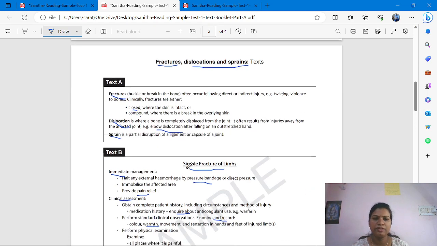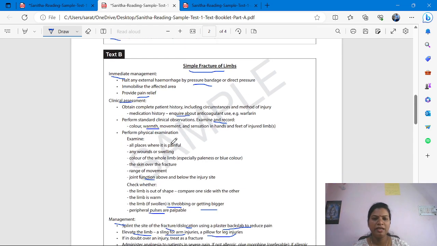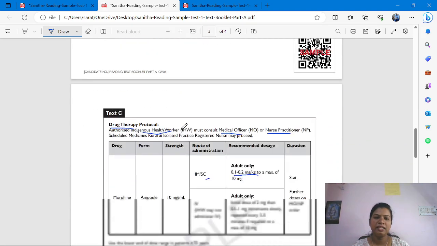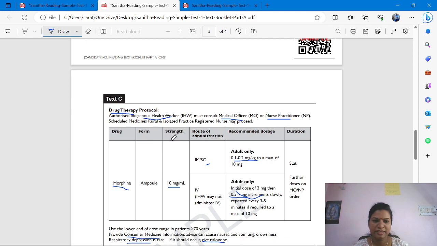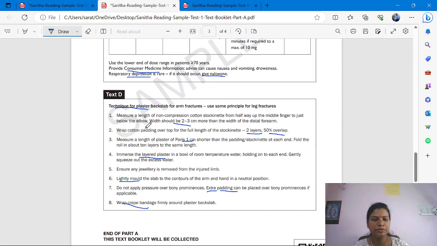The first paragraph, you didn't see any plaster back slab. Here also we didn't see. Then we come to here. Here they are saying about the duct therapy, and we come to here, text four. Here they have written something: measure a length of non-compression cotton, make sure the length of plaster, they are saying about the measurement, immerse the layer of plaster, and ensure any jewelry is removed from the injured limb.